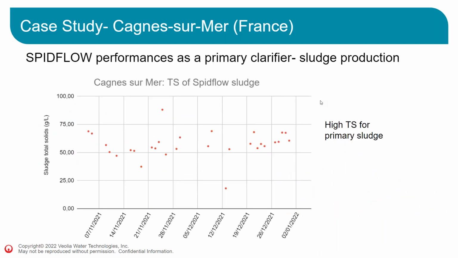And since it's a speed flow, we also wanted to see the performances of the sludge. We could see that they manage about 60 grams per liter sludge for the operation of their speed flow, which is very good because it diminished the handling of the sludge. It's easier to manage on sites. So that was a very good combination with limited, there are still chemical involved, but limited chemical requirements.